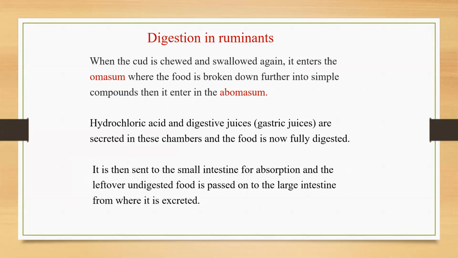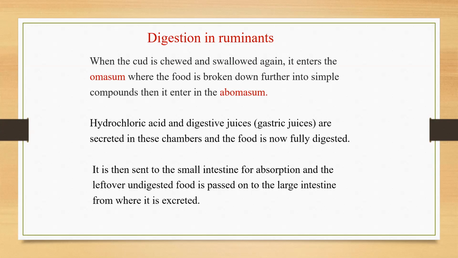Now what happens to this digested food? When the cud is chewed and swallowed again, it enters the third chamber, known as omasum. So the food is swallowed two times: first in the form of cud, and then chewed again and swallowed, and it enters the omasum, from where food is further broken down into simpler compounds. Then it enters the fourth chamber of the stomach, known as abomasum.